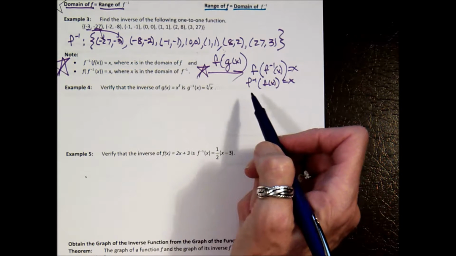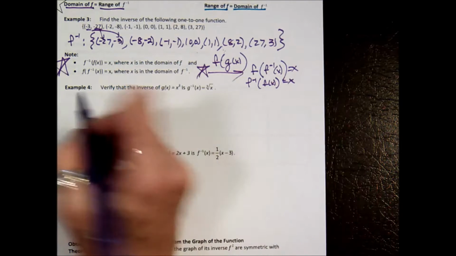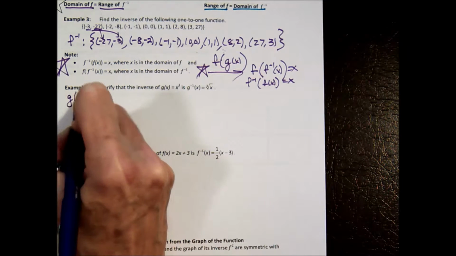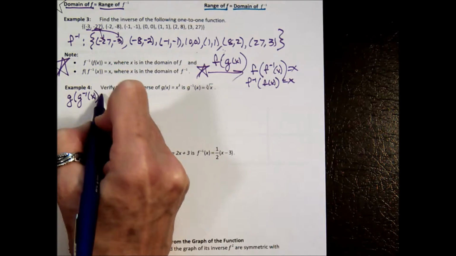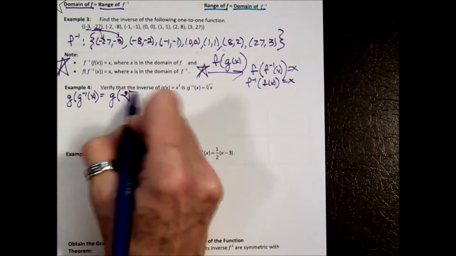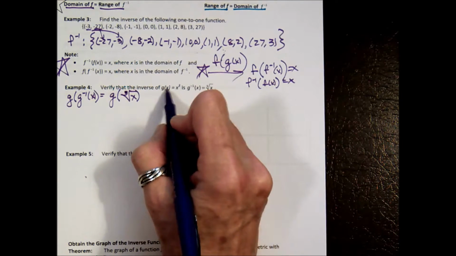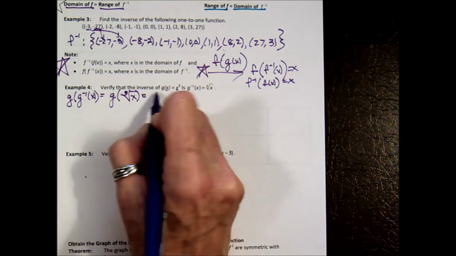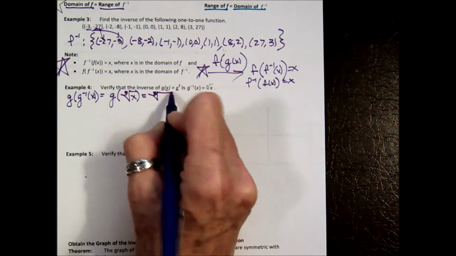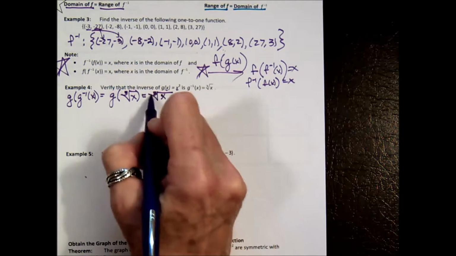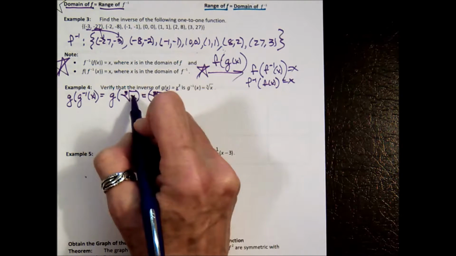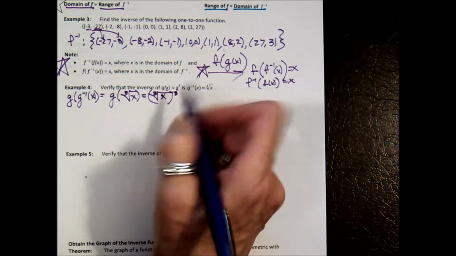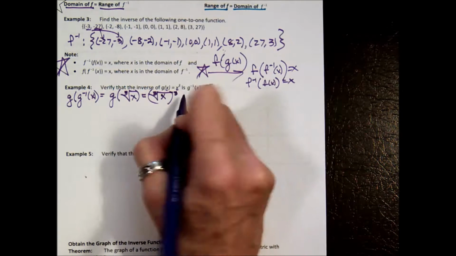So I'll do it in two different colors to help you see. The first thing I want to do is the composite g of g inverse of x. g inverse is the cube root of x, which means when I go to my g function, everywhere there's an x, I'm going to put in this. So that's going to be equal to the cube root of x, that's what I replaced, then cubed, and we know that cubing and taking the cube root undo each other and we just get x. So it checks in that direction.